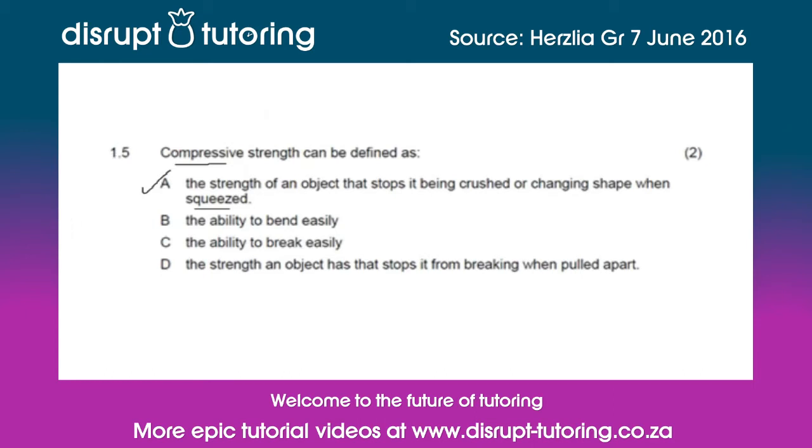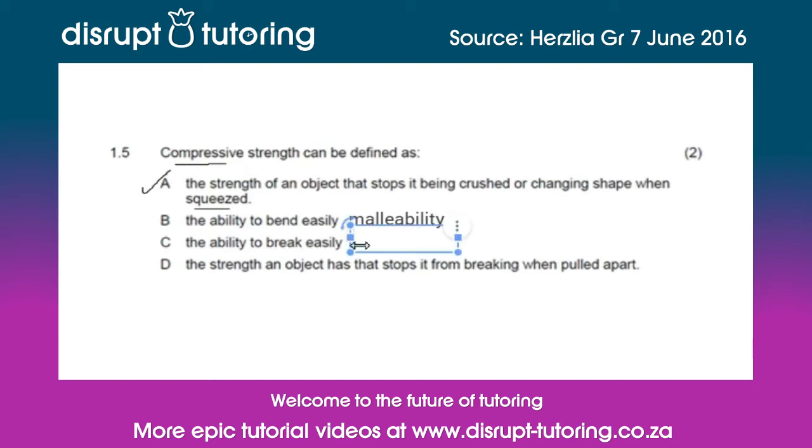Now let's just quickly have a look at options B, C, and D and see where those would fit. The ability to bend easily is called malleability or ductility. Something is malleable or ductile, or elastic is another word. It can bend very easily.